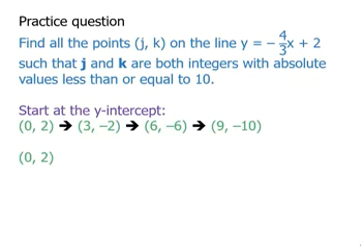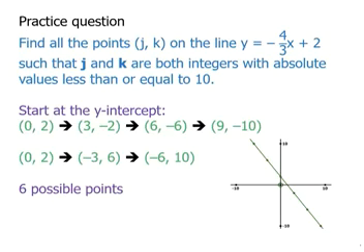Now go back to (0, 2). Now we're going to go the other way. We're going to go backwards, to the left 3 and up 4. So that would bring us to (-3, 6). And then again, (-6, 10). And we have to stop there because again, we've reached an absolute value of 10. And so there are 6 possible points. Here are the 6 possible points that satisfy this condition. They're on that line, and they have x and y coordinates that are integers, and both the x and y coordinates have absolute values less than or equal to 10.